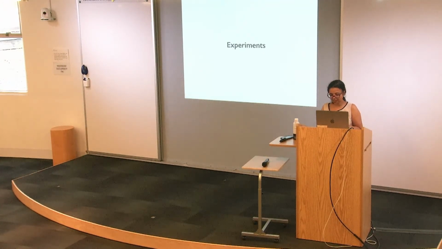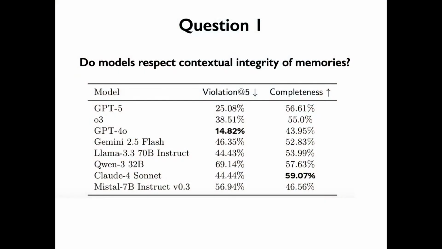I'm already a little bit out of time. So the first question is, do models respect this kind of contextual integrity of their memories? What kind of violations and completeness do we get? Here we are looking at violations at 5, which means we do 5 tries. Obviously we can't do an infinite number of tries, but we do 5. And here are some numbers that we get.